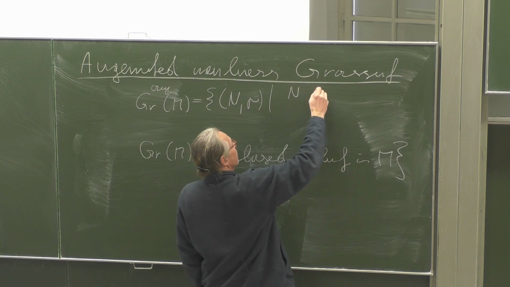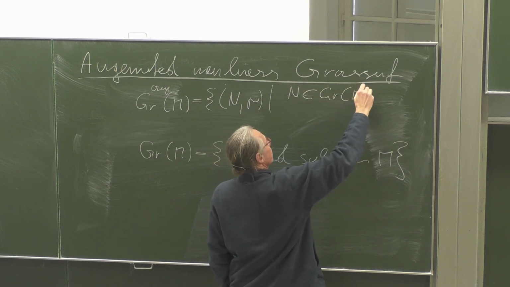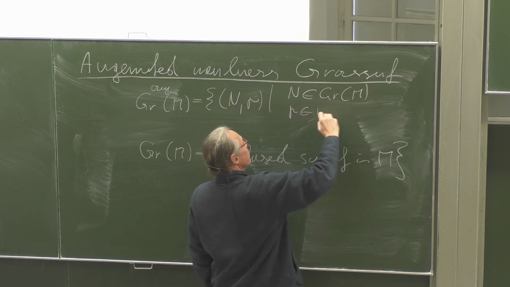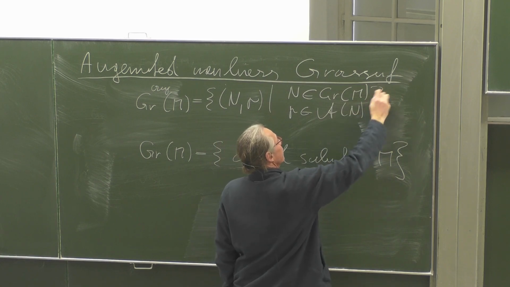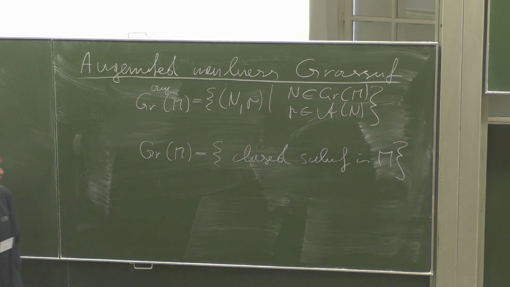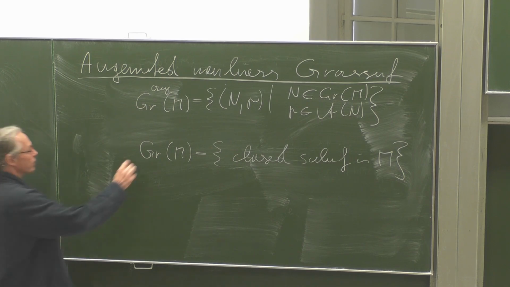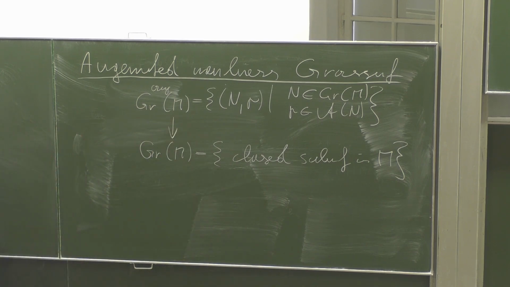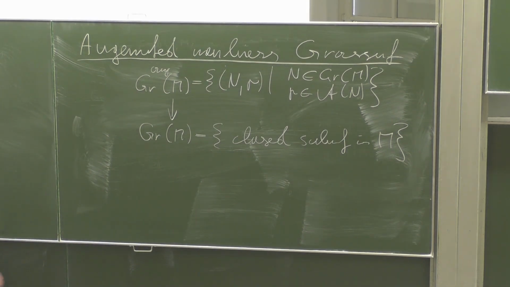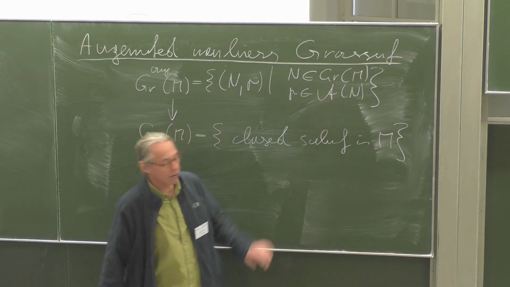So N is a submanifold in M and gamma is some additional data on N in a space A of N that will depend on N. So we have a forgetful map here. And I will be more specific about these spaces A of N here.